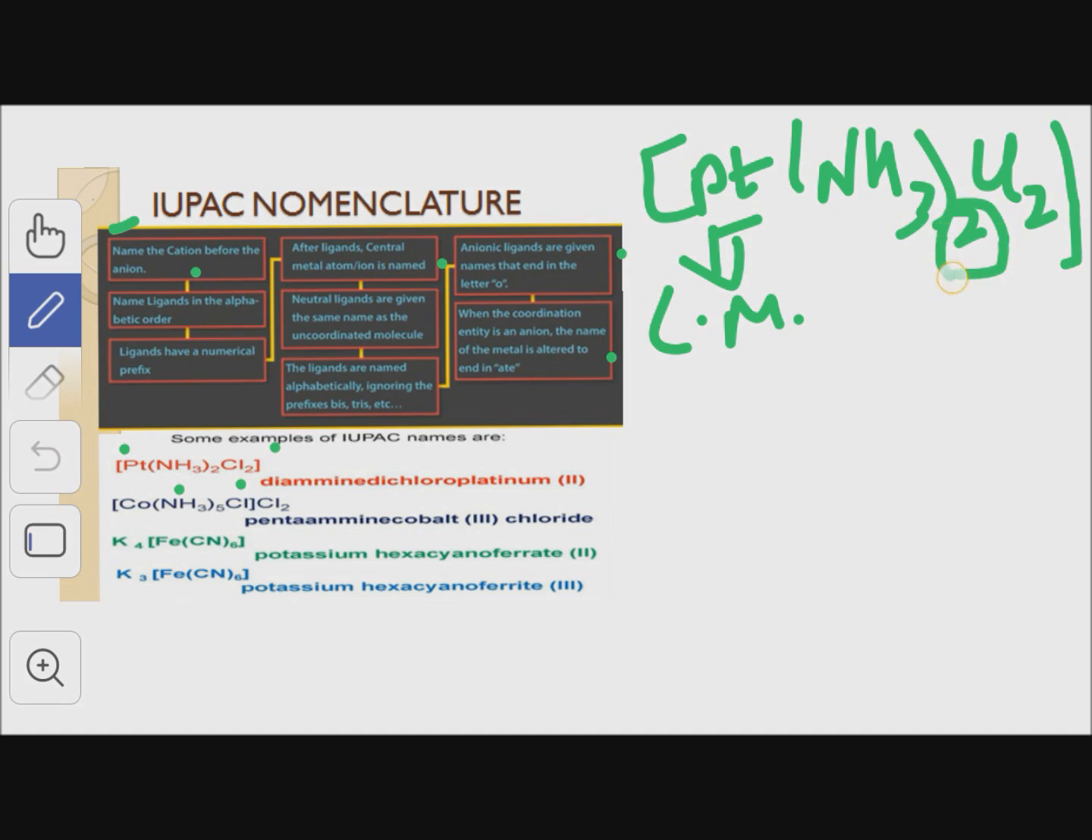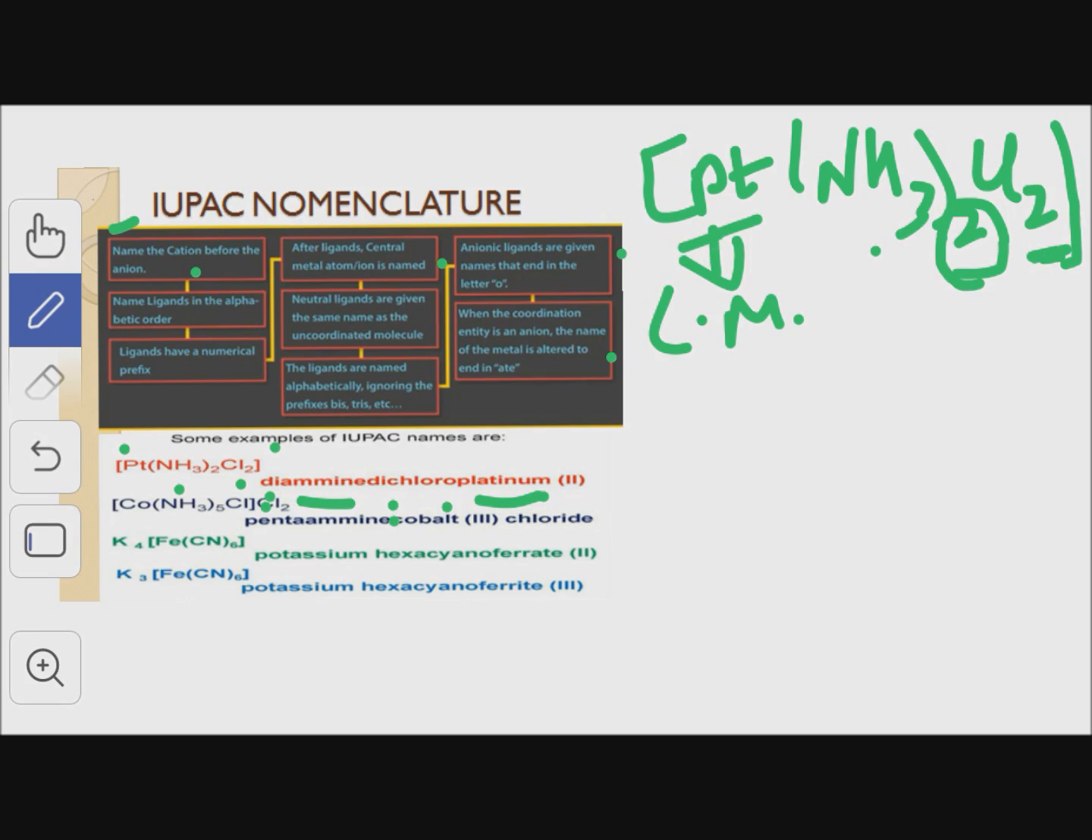Because it has 2 NH3 coordinated with the platinum. Then we write di. According to the alphabetical order, amine comes first, then chloro. Then its name is diamine. Here chlorine is also 2, then dichloro or dichlorido. Then we write the central metal ion, which is platinum. There is no anionic part in this, so its name doesn't change.